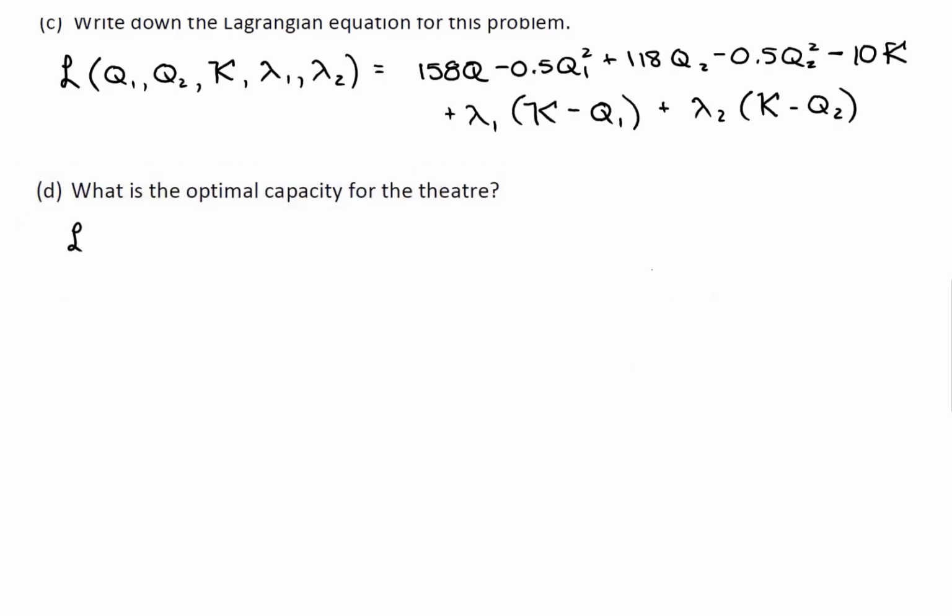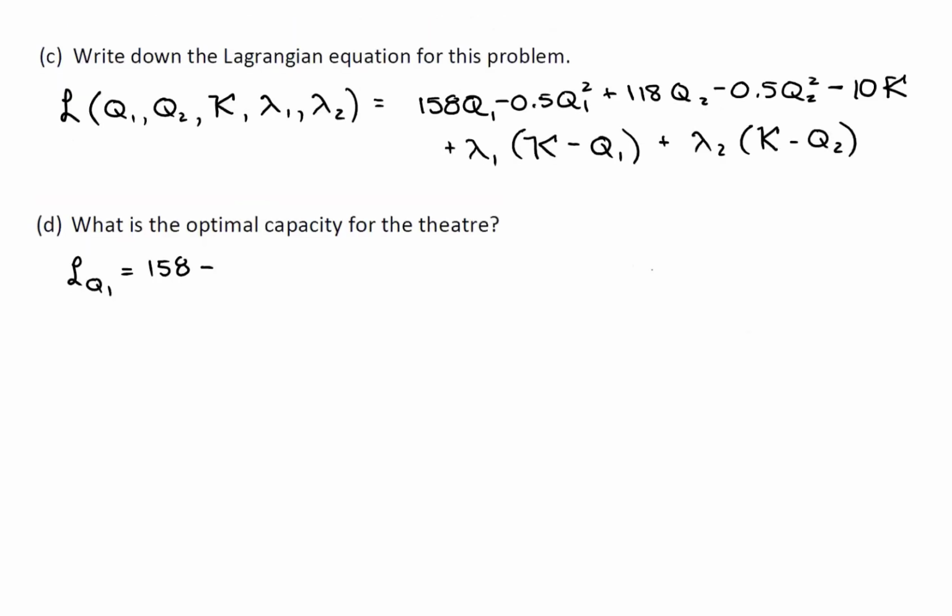So we're going to take the derivative with respect to Q1. So with respect to Q1, I'm going to get 158 minus 2 times 0.5 gives me 1, Q1. So those are these terms. My next Q1 term is right here. So the derivative of that is going to be minus 1 times lambda 1. So there is my first partial derivative.